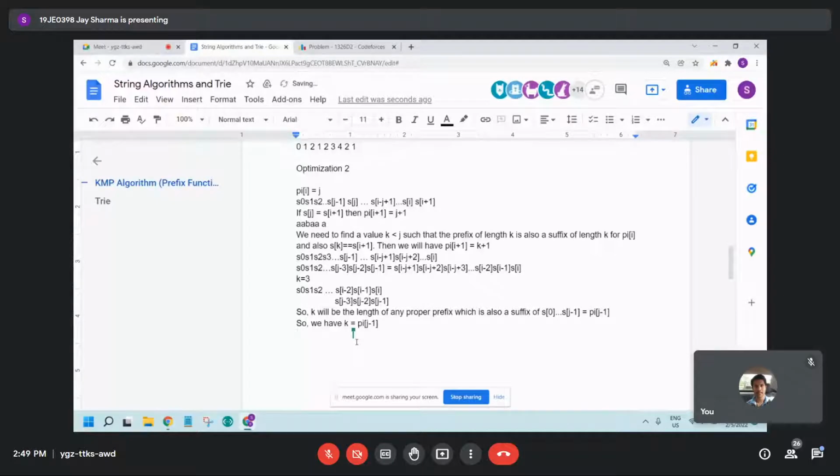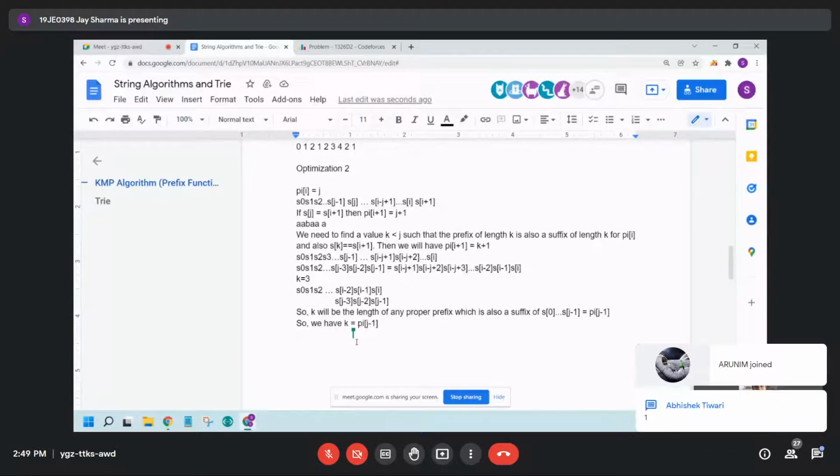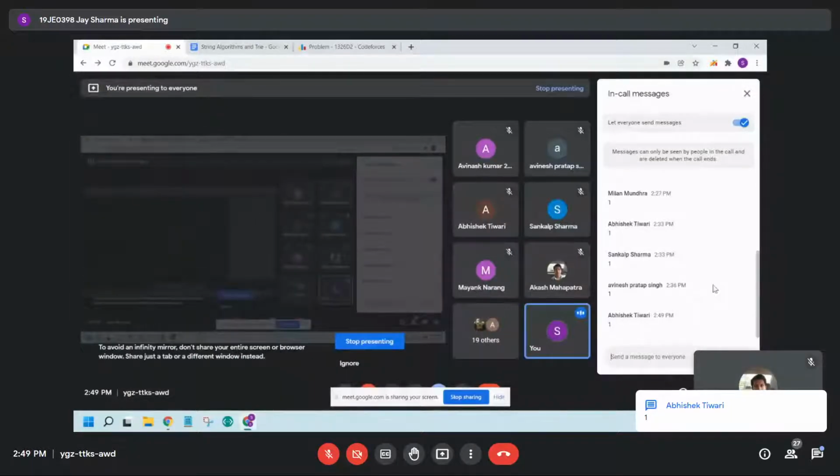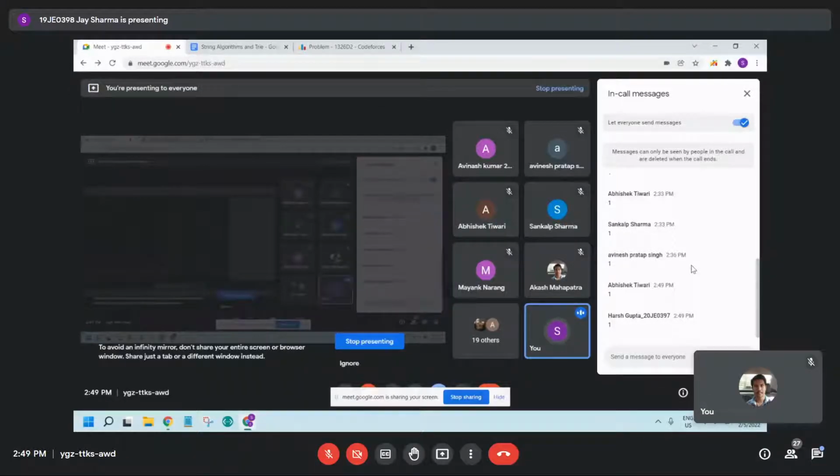So now is this thing clear? How we are trying to find the value of k? Just tell me if this is clear or not. Like you write 0 or 1 in the chat, and then you will see what is the final algorithm.